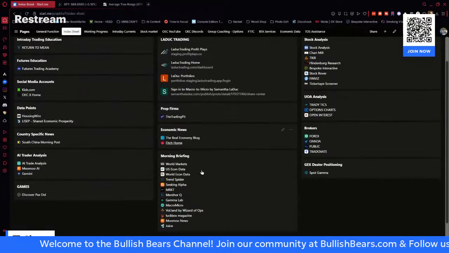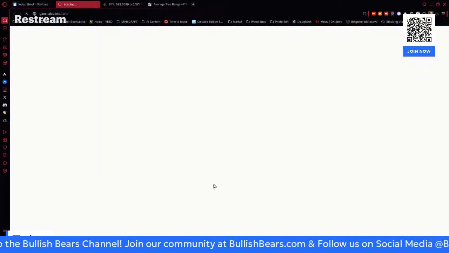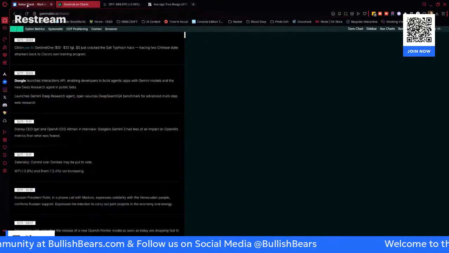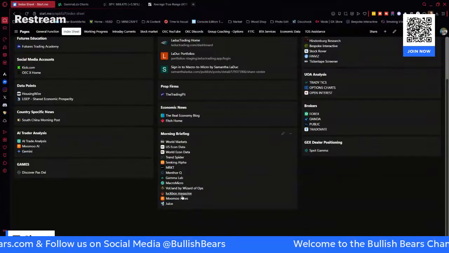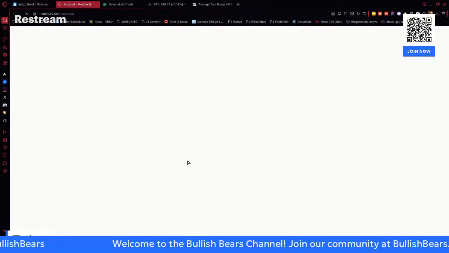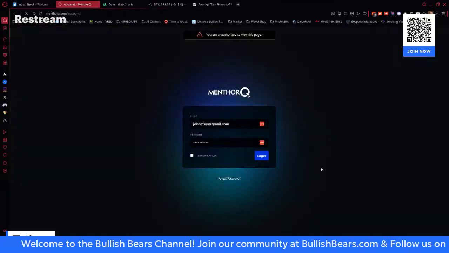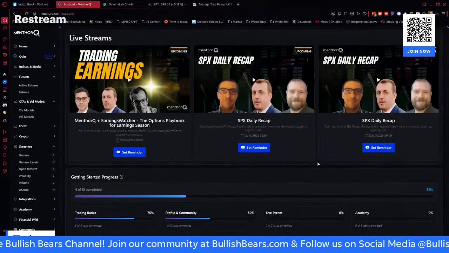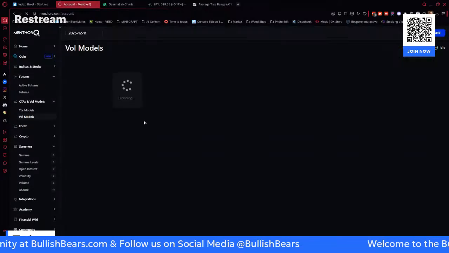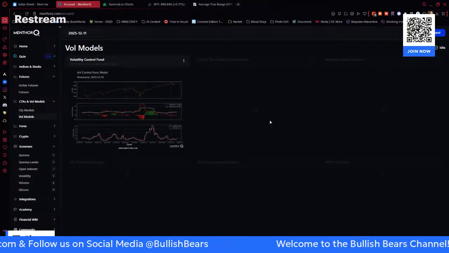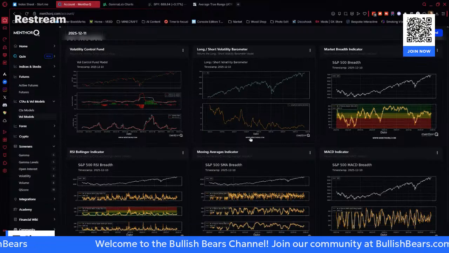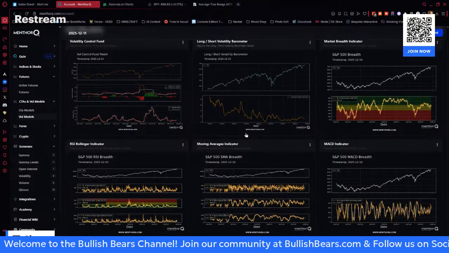So we'll jump over here to Gamma Lab. Gamma Lab's got a really good CTA position. And then we'll look at Mentor Q because they've got really good CTA positioning. Mentor Q is also supposed to have the VC funds positioning. It's right here, the vol models. But every time I click on this, I don't get what I'm looking for. I get this, and I don't know. It's okay, but it's not VC funds, that's for sure.